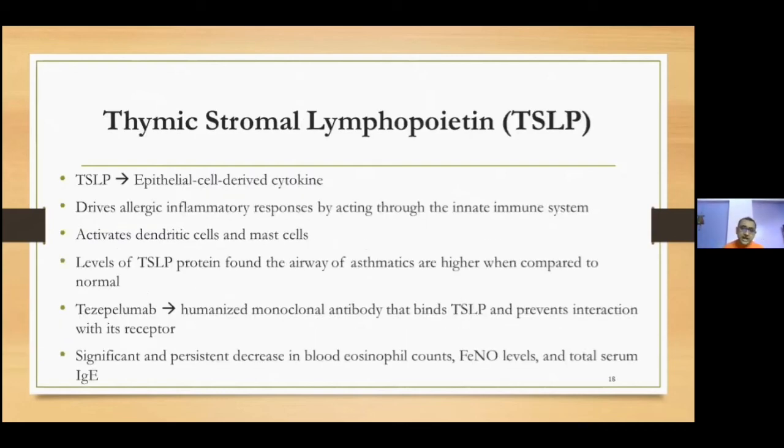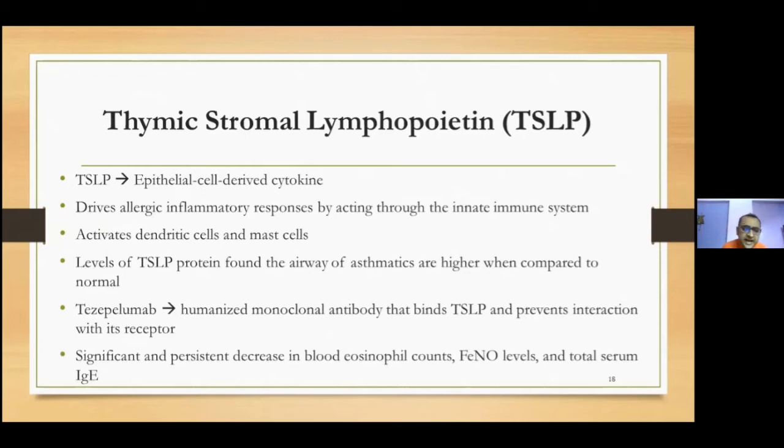Another is thymic stromal lymphopoietin. If we go back to our diagram, there we can find that both pathways, the high T2 pathway and the low T2 pathway, start from this molecule, thymic stromal lymphopoietin. So if we target this particular protein, then we can most probably have benefits in both allergic and non-allergic phenotypes of asthma. So it is generally an epithelial cell derived cytokine.